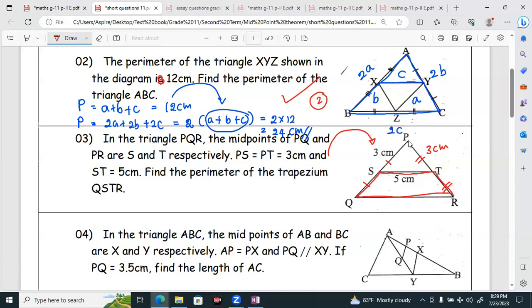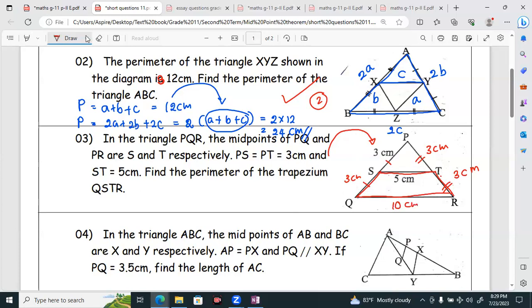When it is given that T is the midpoint of PR, that means PT is equal to 3 centimeters, so TR is also 3 centimeters. PS and SQ are also equal because S is the midpoint of PQ, so this is 3 centimeters. ST is the line which joins the midpoints of two sides of a triangle, so it is half of QR, that means QR equals 10 centimeters.